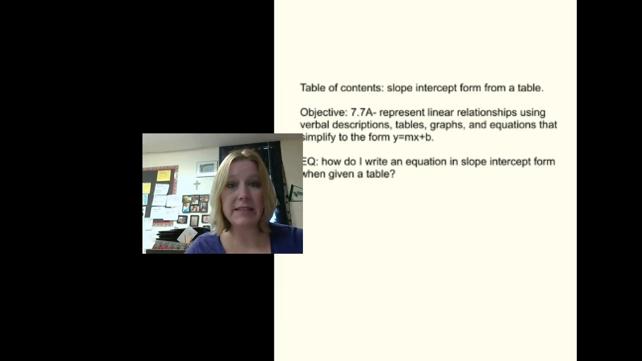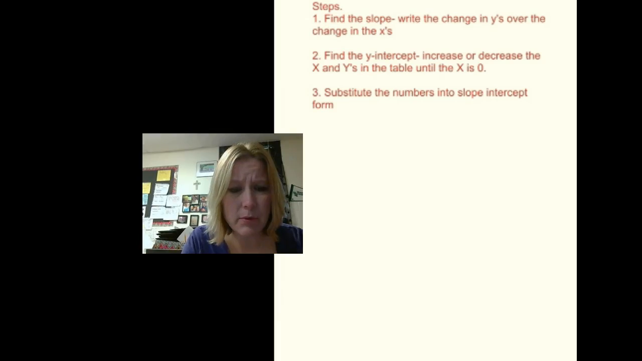So that being said, let's get going on how do you write equations in slope-intercept form when you are given it in a table. So it's going to be a step-by-step process, and that's why I'm saying it's so important to have your spiral, because you need to be able to write down these steps as we go. So let's move forward into our actual steps.